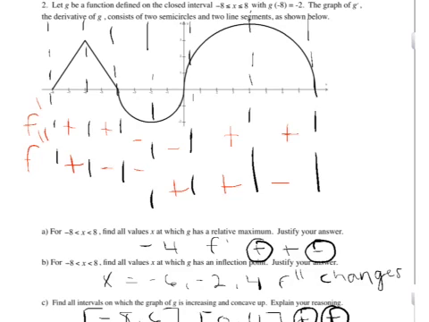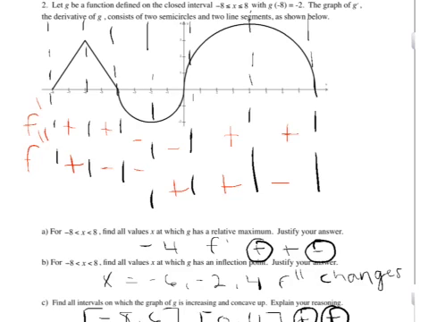Alright, question number 2. Let g be a function defined on the closed interval -8 is less than or equal to x less than or equal to 8, with g of -8 equals -2. The graph of g prime, the derivative of g, consists of 2 semicircles and 2 line segments as shown below. So here's another graph of derivative f prime and f double prime.